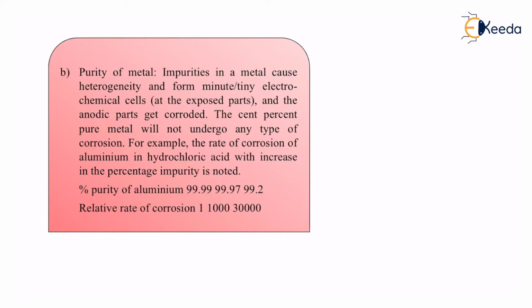For example, the rate of corrosion of aluminium in hydrochloric acid will increase with the percentage of impurity noted. So if I have aluminium, the percentage of purity is 99.9999, 99.97, 99.2, and the relative rate of corrosion is 1, 1000, 30000. So that is the relative rate of corrosion. So in short, the purer the metal, the less the corrosion.